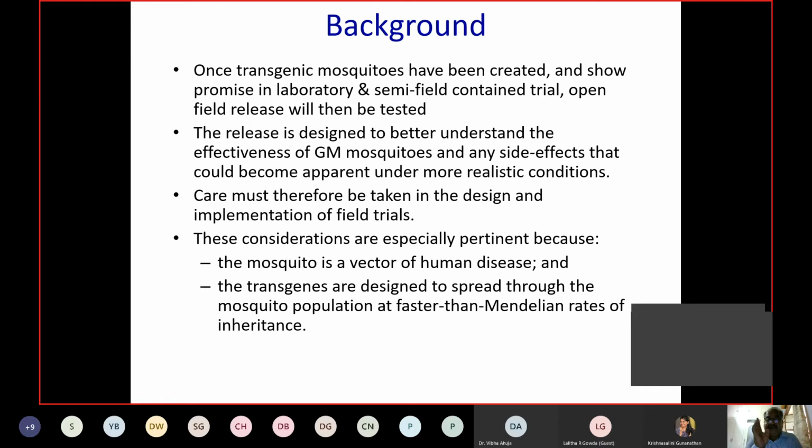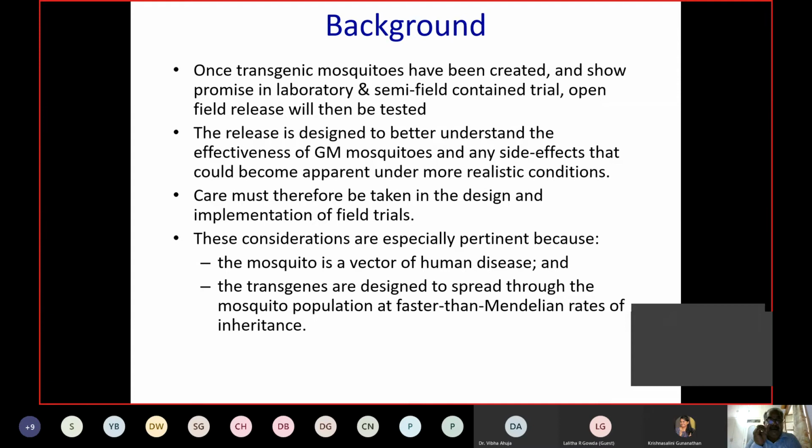The release is designed to better understand the effectiveness of GMO mosquitoes and any side effects that could become apparent under more realistic conditions. So there is a whole long procedure to go through for phase 1, phase 2, and phase 3, the field trial of the mosquitoes. Unless the first and second trials have done justice, the field trial phase will not be achieved. Care must therefore be taken in designing and implementing the field trial based on the results achieved in phase 1, 2, and 3.